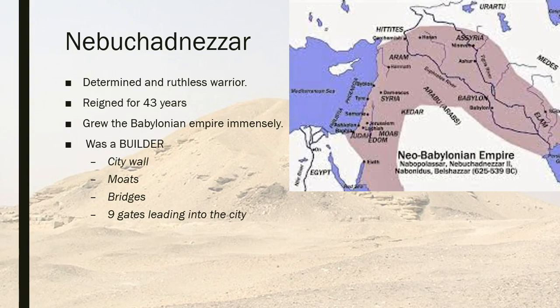He ordered the building of great city walls in Babylon, moats, bridges, 9 gates that led into the city, beautiful temples, beautiful towers. He ordered the building of all that because, again, he wanted to make Babylon a very ornate and important and beautiful and impressive city.